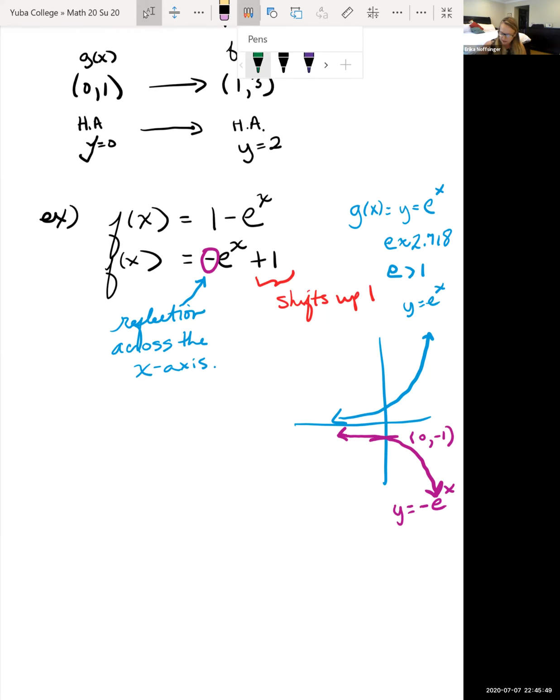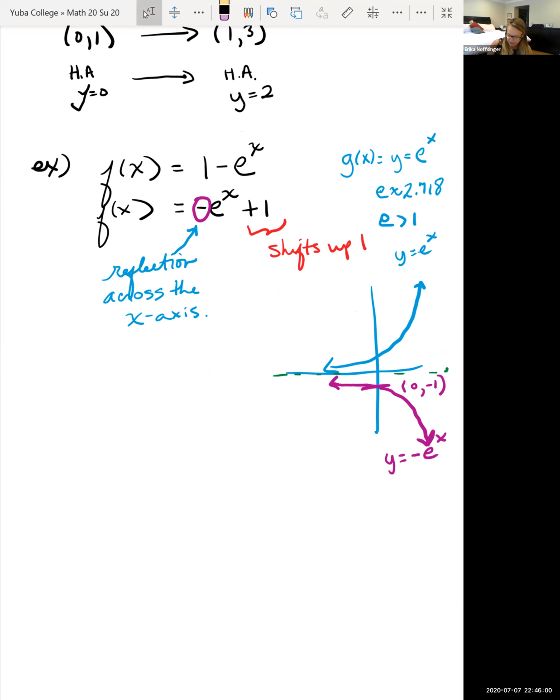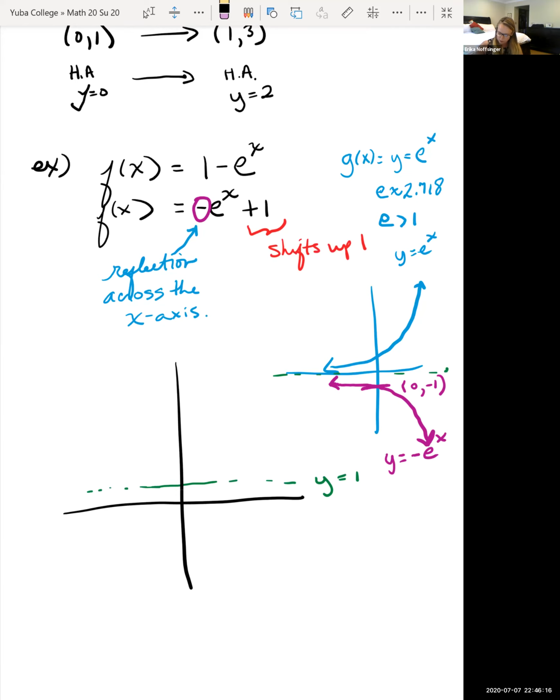Notice that for this negative e to the x, our horizontal asymptote didn't change. It's still y equals 0. But if we shift everything up 1 unit, our horizontal asymptote is now at y equals 1. And our point here, shifting it up 1 from (0, -1), is now at our origin, (0, 0).